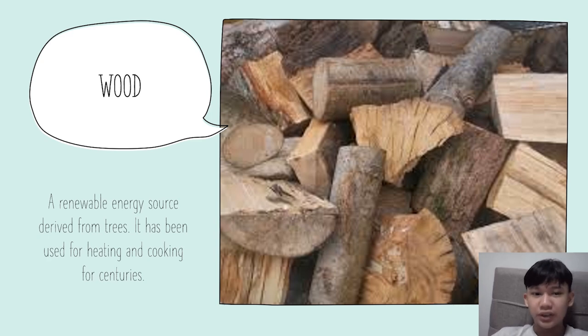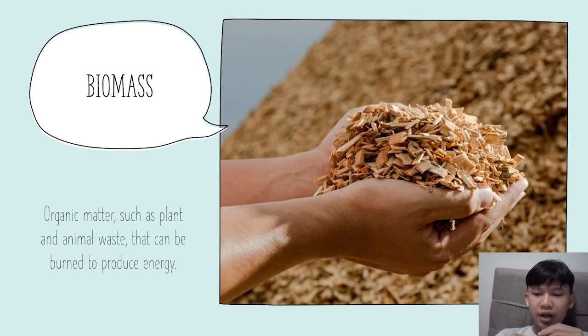So the next example is biomass, organic matter such as plant and animal waste that can be burned to produce energy. What is the chemistry behind this? Similar to wood, biomass contains organic compounds rich in carbon, hydrogen, and oxygen. That is why it can perform combustion. So, what is the process of its combustion?